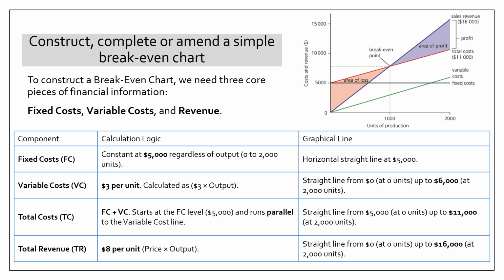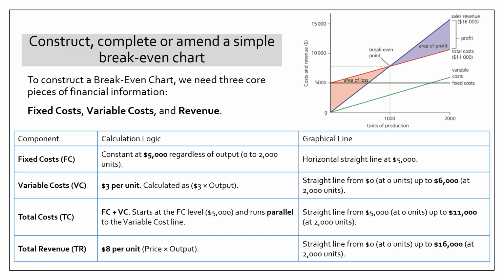Number two, variable costs, which is $3 per unit. It is calculated as $3 times output. And the graphical line is the straight line from 0 at 0 units up to 6,000 at 2,000 units. What is total cost here? This is the fixed cost plus variable cost. It starts at the fixed cost level at 5,000 and runs parallel to the variable cost line. So the straight line from 5,000 at 0 units up to 11,000 at 2,000 units.